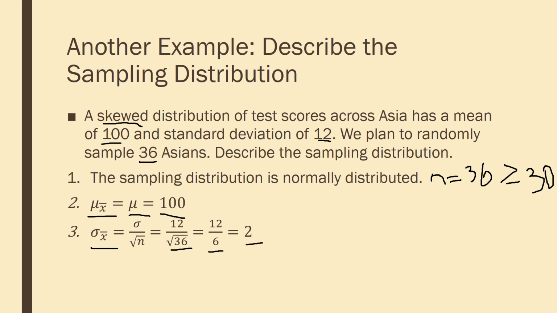So we describe three things here. When we describe the sampling distribution, we describe the shape. It's going to be normally distributed. We're describing the mean. It's going to be a mean of 100, and we're going to describe the standard error, which is going to be 2.